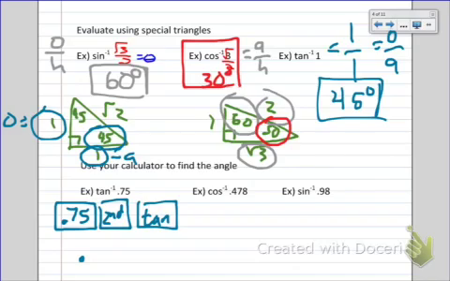So I type that in, 0.75, second, tangent. I get like 0.64. So the angle is 0.64 degrees.